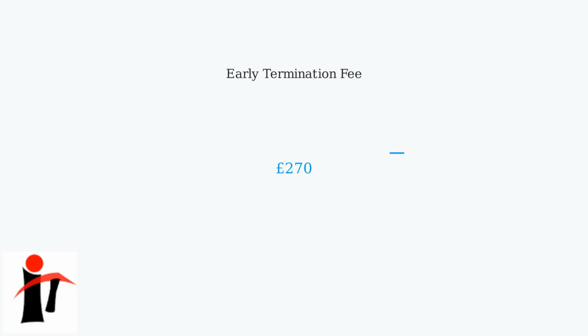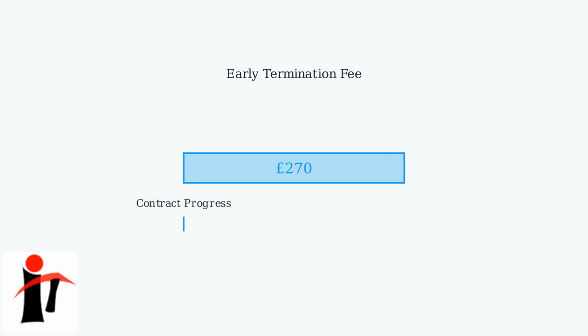If you're considering leaving your Tesco Mobile contract early, it's important to understand the early termination fee. This fee compensates Tesco Mobile for the revenue they would have received if you completed your contract. Typically, the ETF is calculated as the sum of the remaining monthly installments. For example, if you have 18 months left at £15 per month, your ETF would be £270.